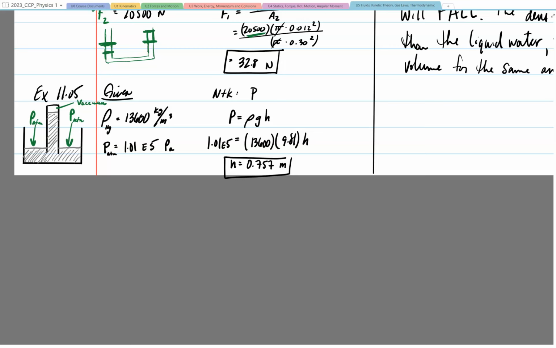So the pressure is the result of the density of the fluid times the gravitational constant times height. Well, again, we're in equilibrium, so the pressure that we experience is atmospheric pressure, 1.01 times 10 to the 5th pascals. The density of mercury, 13,600 kilograms per cubic meter. Earth's gravitational constant times h. We can solve for h and obtain 0.757. Now that's a measurement, of course, in meters.